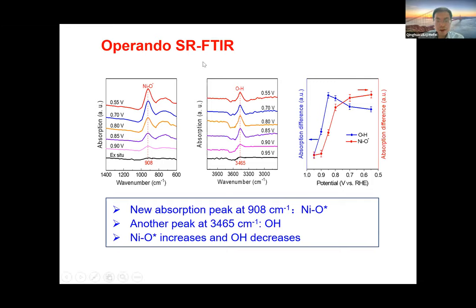This is the operando synchrotron radiation FT infrared result. From the results, we can see that a new peak at 908 per centimeter can be assigned to the nickel oxidation, implying the production of the singlet oxygen on the nickel active site. Another peak at 3,465 per centimeter can be assigned to the hydroxyl group. The peak intensity of nickel-oxygen increases, and the peak intensity of the hydroxyl group decreases with accelerating the reaction.